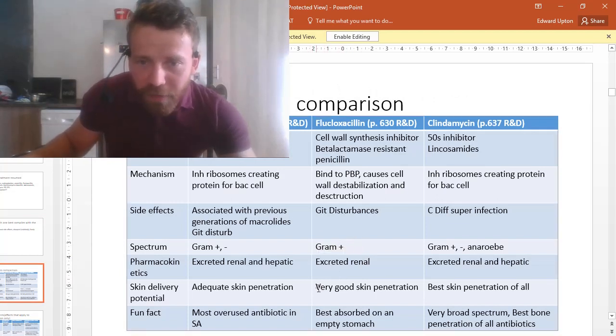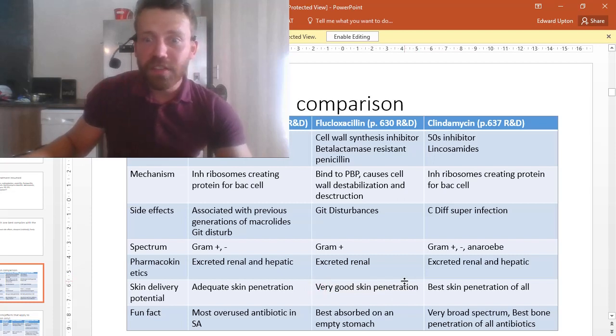And it has very good skin penetration. That means it's going to get into the skin the best way possible. Clindamycin has the best skin penetration, but it has all of the different ones it's also targeting. So it's targeting gram-negative and anaerobes. We don't need to cover gram-negatives and anaerobes because we know it's staph or strep. So this is definitely not what we want to do. This is what we want to do. This is the most rational one to use.